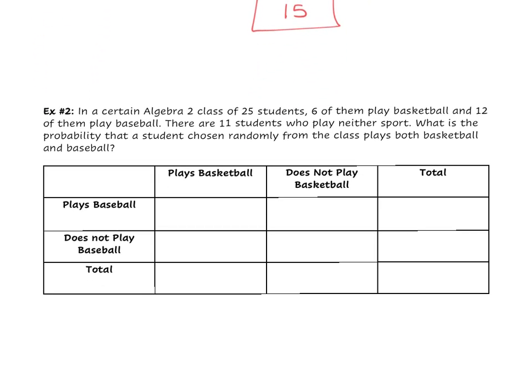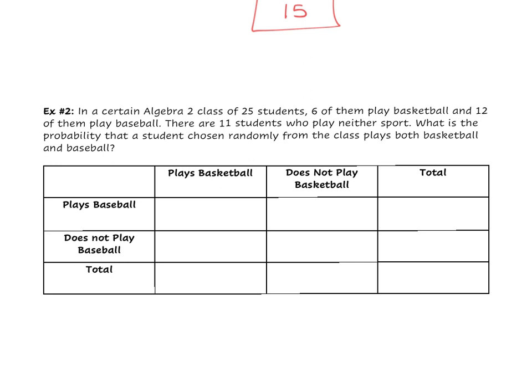So the second example is a little bit more complicated. It doesn't require us to just count. So let's read it and see what we can do with it. In a certain Algebra 2 class of 25 students, 6 of them play basketball and 12 of them play baseball. There are 11 students who play neither sport. What is the probability that a student chosen at random plays both basketball and baseball?